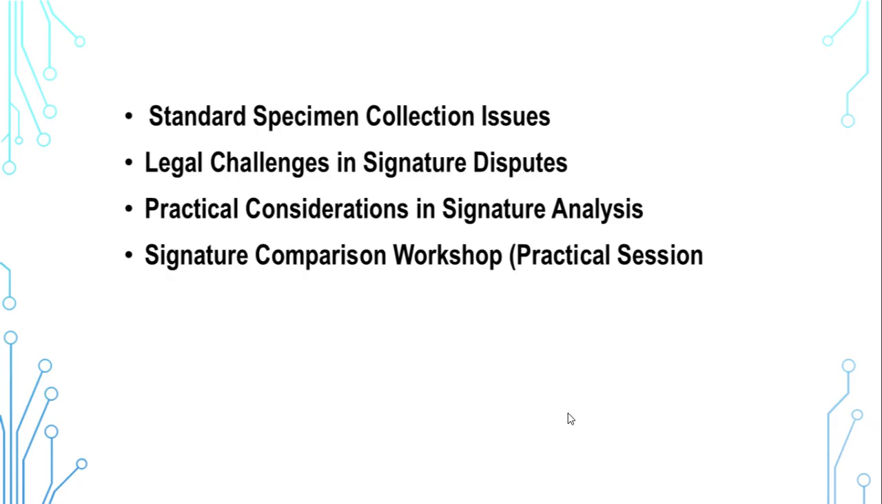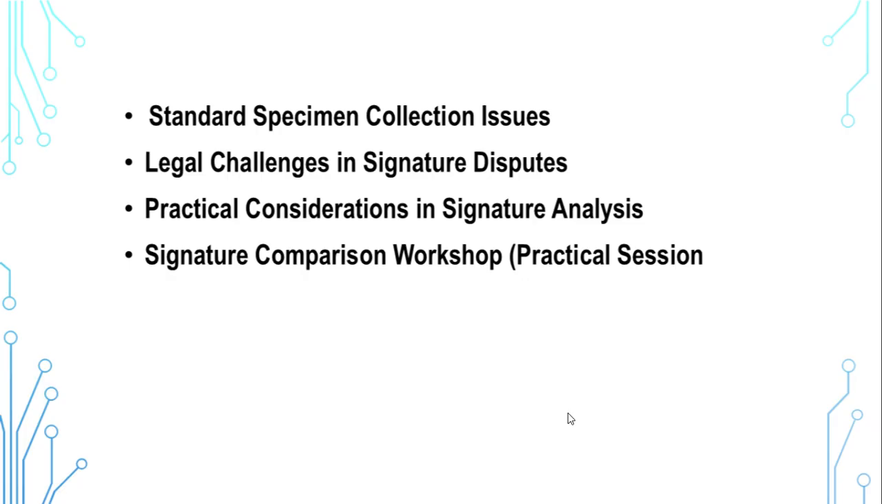Another one is photocopies instead of originals. If you collect photocopies, it must be stated inside your report, especially when the photocopy is not clean. It's not clean and clear. I said we have two types of specimen, or two types of samples that we can collect.